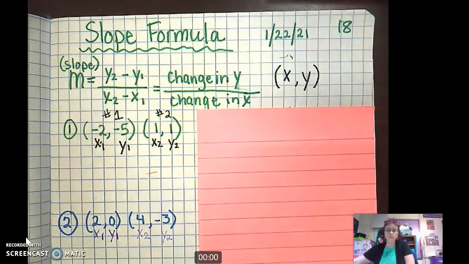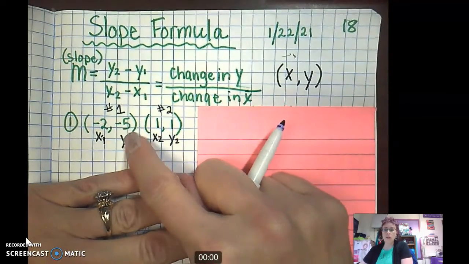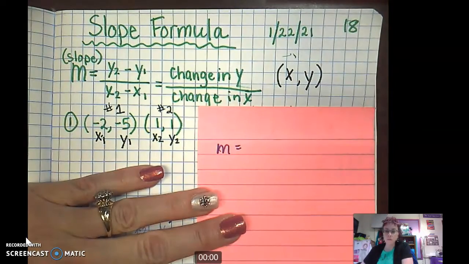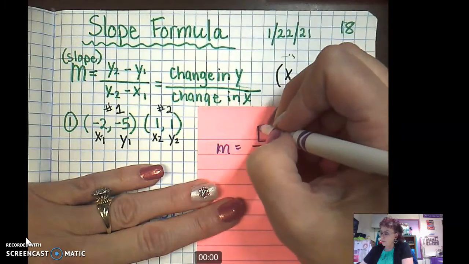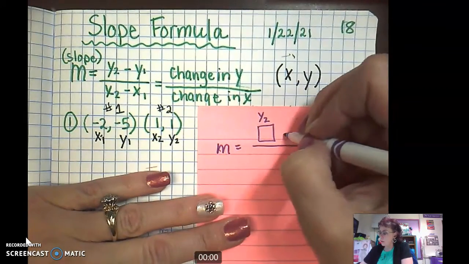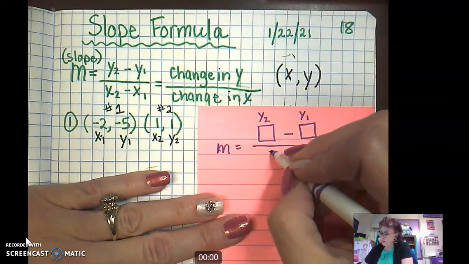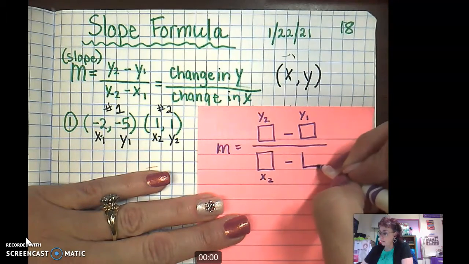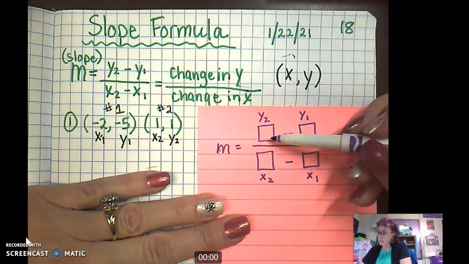Okay, so you didn't expect to see that pink piece of paper, did you? So here we are going to put our x and y values into our slope formula. M stands for slope, and then we know that we're going to have y2 minus y1 over x2 minus x1. So we are going to input these values.